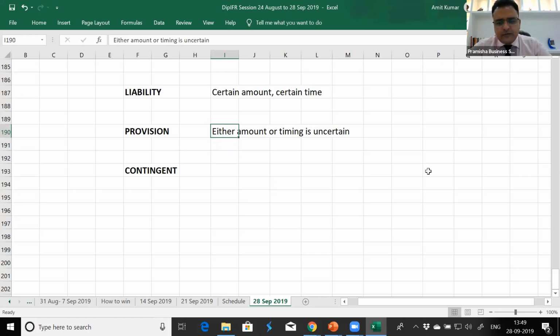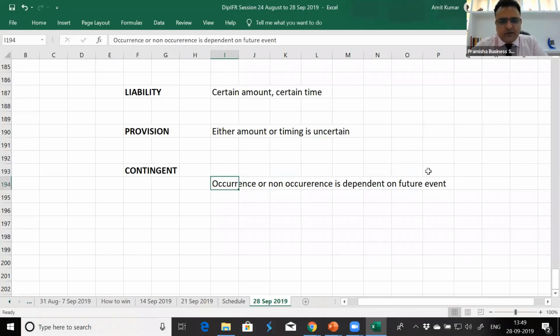So provision is kind of a liability, it's very close to a liability, but there is no certainty. There is a likelihood of payment. Certainty is in terms of probability of payment, that we are bound to pay. If there was no certainty in terms of payment, then it would be considered a contingent. Contingent means the occurrence or non-occurrence is dependent on a future event. It may happen, it may not happen.